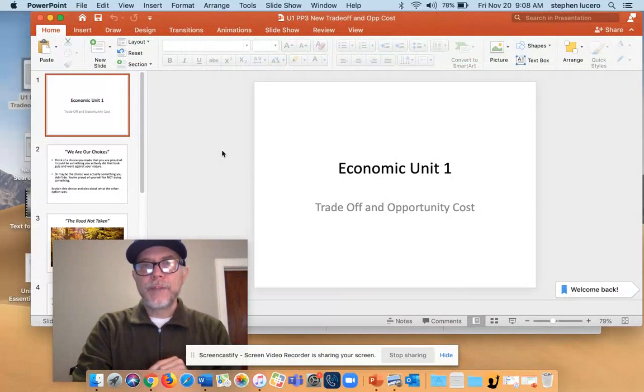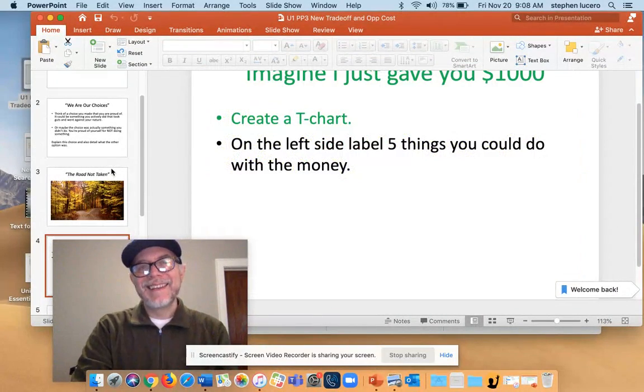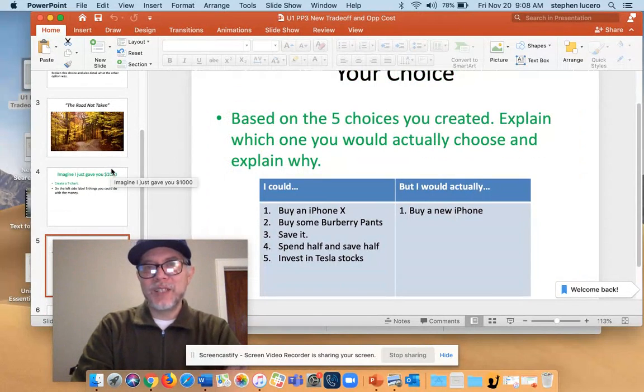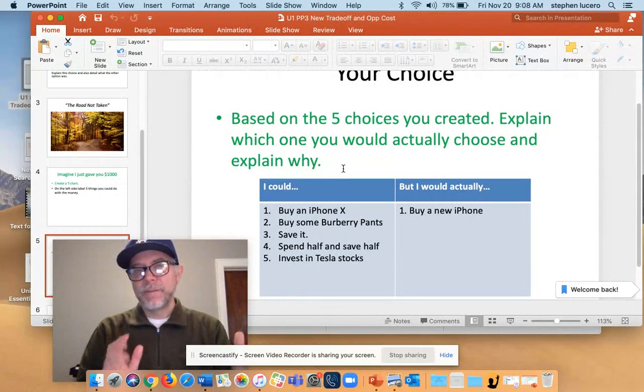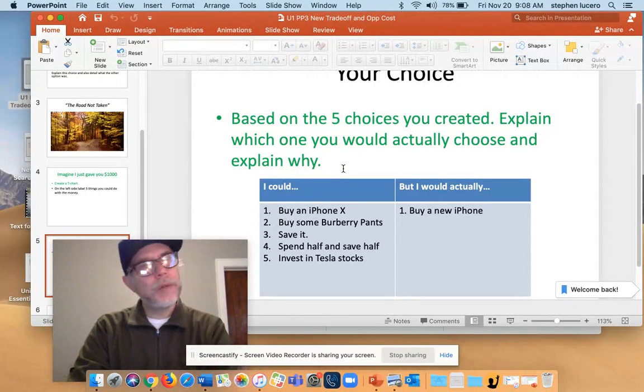And then yesterday, that was Mondays, and then yesterday we went over two terms that we'll be using a lot: trade-off and opportunity cost. Right, I read a poem called The Road Not Taken. And then there's a couple things here. I asked you to make a T-chart where you reviewed your choices. If I gave you $1,000, all right, I didn't give it to you. You found it, you won it. What would you do with that?